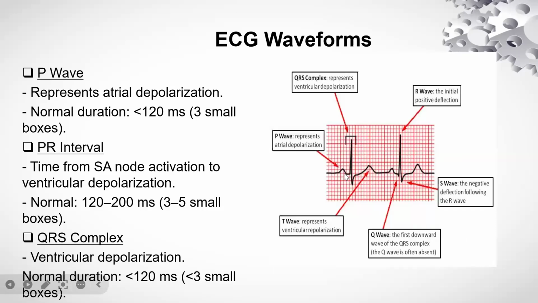This is the P wave. The P wave represents atrial depolarization, right from the SA node, which is the pacemaker cell of the heart. Once the electrical activity gets to the atrium, you see the P wave, which is a positive deflection. And this is the P wave. You can see it here. It has a normal duration, which should be less than 120 milliseconds, and that is about 3 small squares, as we're going to see.